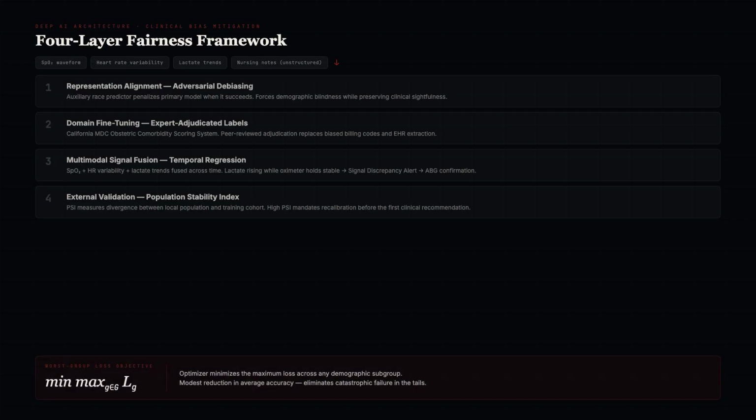Layer 4, external validation. Before deployment at any institution, the Population Stability Index measures the divergence between the local patient population and the training cohort. A high index score mandates recalibration before the first clinical recommendation is made.